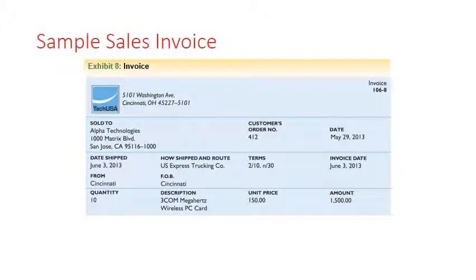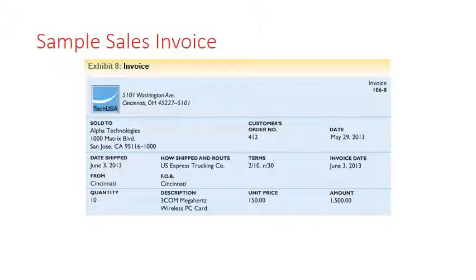So let's look at an example of a sales invoice. If you see in the upper right, there's an invoice number. That's a unique identifier of this particular invoice. And also the customer would put that invoice number on their payment, so that way you know what invoice to apply the payment to. We have our sold to, which is the customer that we're selling our stuff to. An order number. And then if you look at that May 29th date, that's the date of the sale. If you look directly under that, June 3rd is the invoice date.